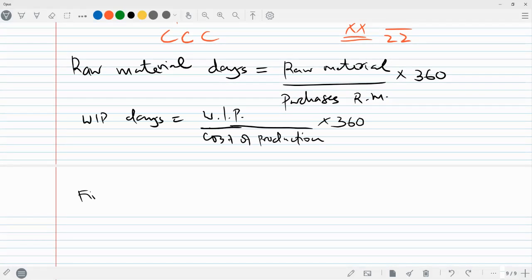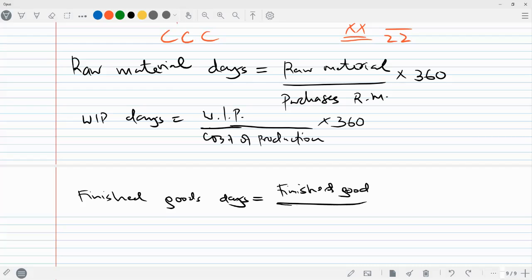Then you have the finished goods days, given us the amount of finished goods the company holds at any point in time. Okay, if you were to go and do a stock take, how much of the finished goods can we find at any point in time? Okay, finished goods investment. Okay, we divide by the cost of sales.